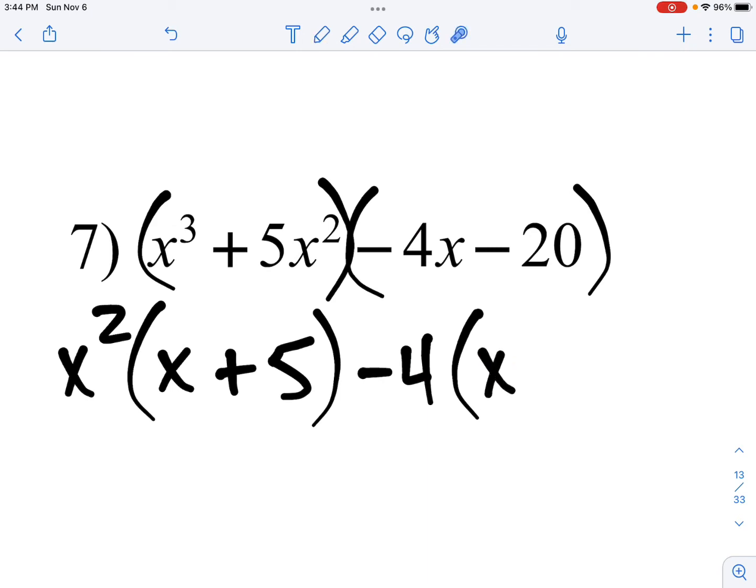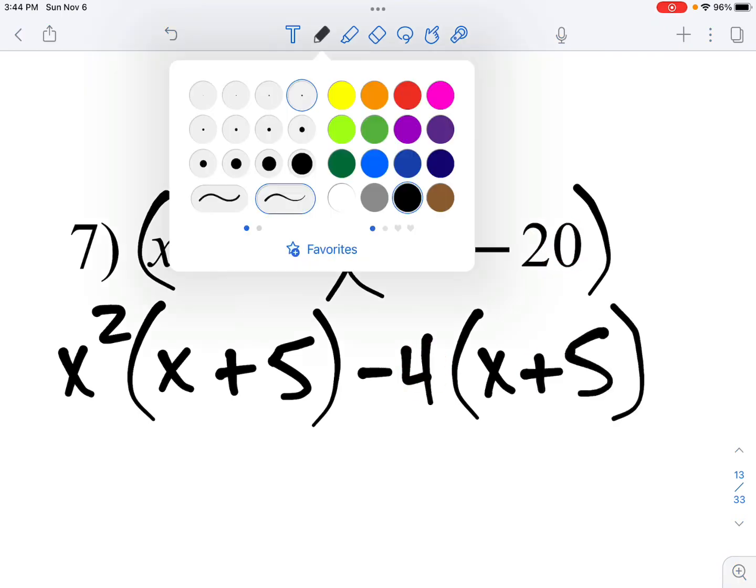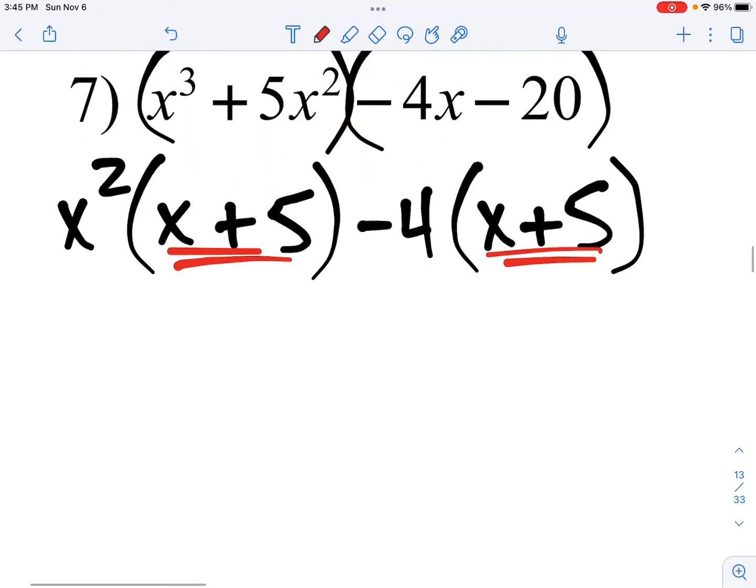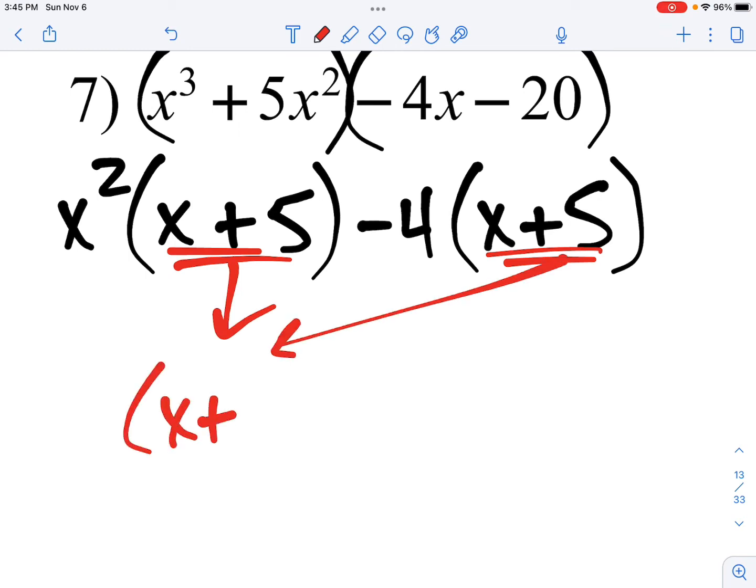Now be careful here with this negative sign. I took it out. That sign is going to change to a positive. The negative came out here. That means I have a plus here now. And 20 divided by 4 is 5. See how the parentheses match? This one matches this one. That is awesome. That means that I am on the right track, which means the first part of my answer is x plus 5. Do you remember what the other part is?